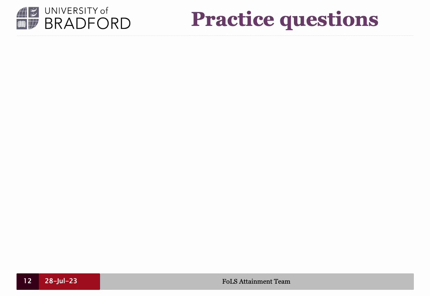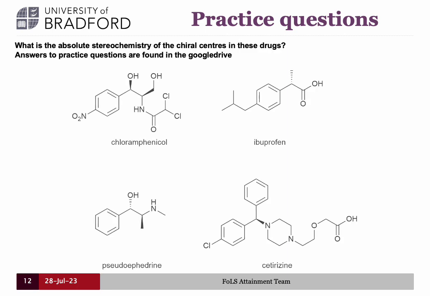The next practice question is, again, we have the same drug molecules from the previous slide, but now that you have identified the chiral centers, you need to assign the absolute stereochemistry of these, following the steps and rules I have shown you several slides back.